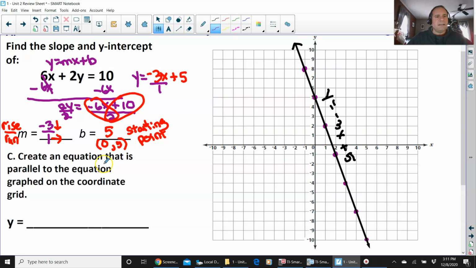So it says create an equation that is parallel to the equation graphed. Well, what do parallel lines have the same of?